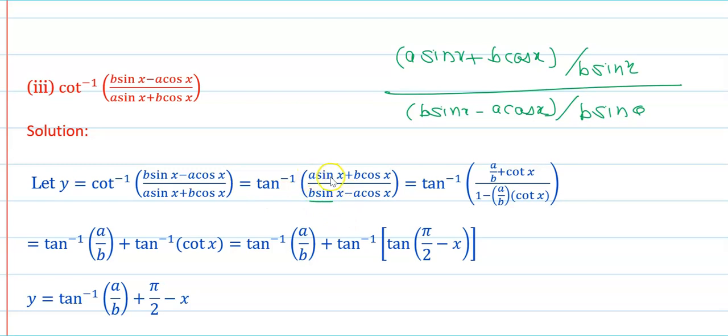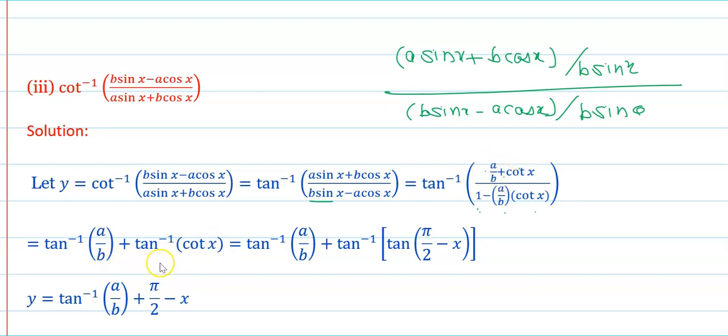a sin x upon b sin x, sin gets cancelled, you will get a upon b. b cos x upon b sin x, b and b get cancelled, you will get cot. b sin x upon b sin x, you will get 1. a cos x upon b sin x means what? a upon b, cos upon sin, you will get the cot. Now tan inverse of x plus y upon 1 minus x into y. Then you will get tan inverse of a upon b.